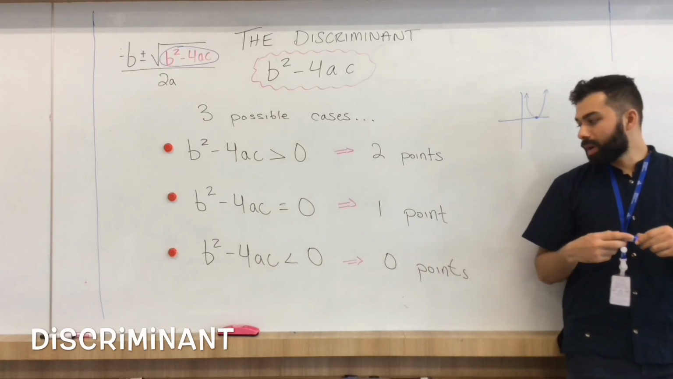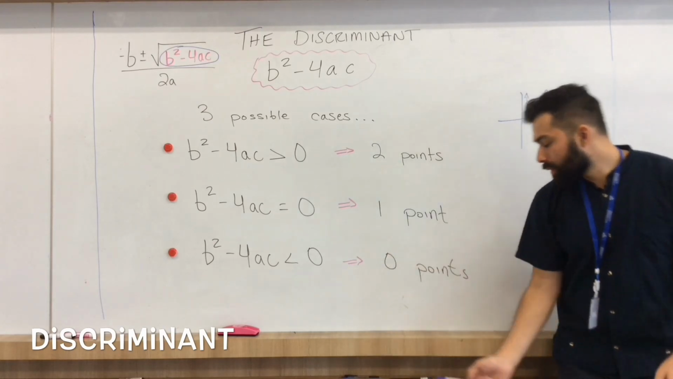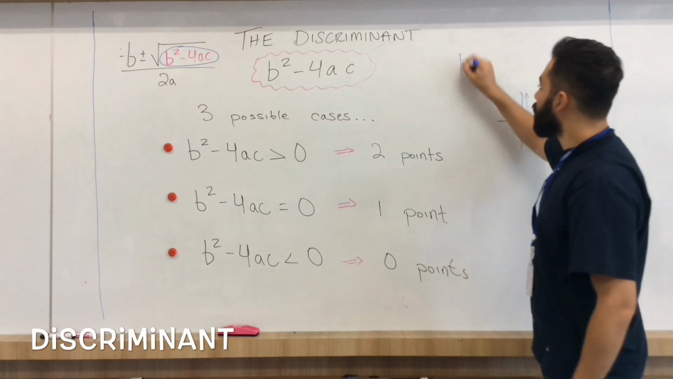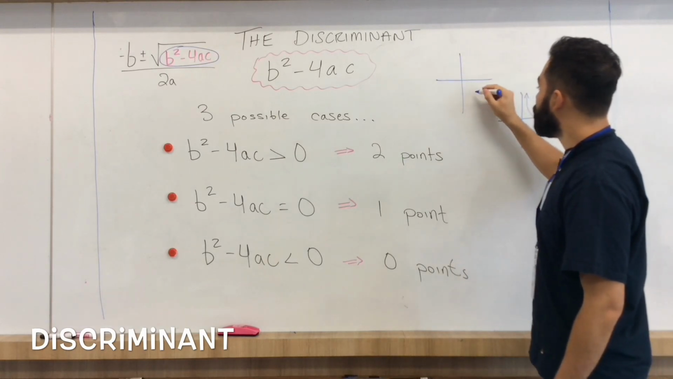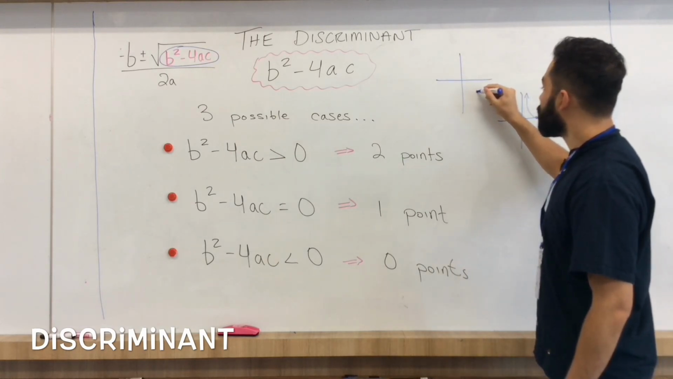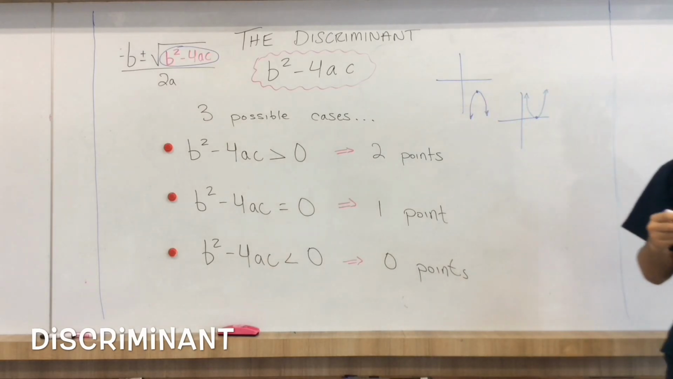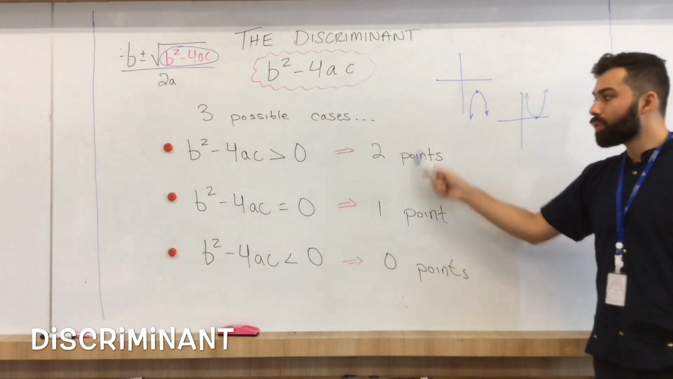And if b squared minus 4ac is less than 0, you'll have 0 points. Again, if you're wondering what that looks like, if you have your vertex here, this quadratic equation will not hit your x-axis. So those are your 3 possible cases.